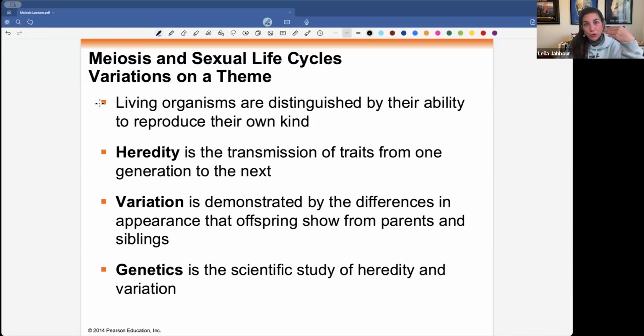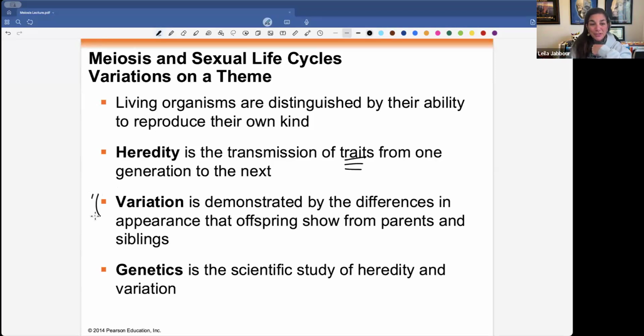I'm going to introduce a few terms here. The term heredity is a transmission of traits from one generation to the next. So if we're going to just stick to talking about humans, we're talking about transferring characteristics of a person to the next generation. So your mom's curly hair to yourself, or your dad's long legs to yourself. So you inherit certain traits from both parents, and that makes you a unique person.